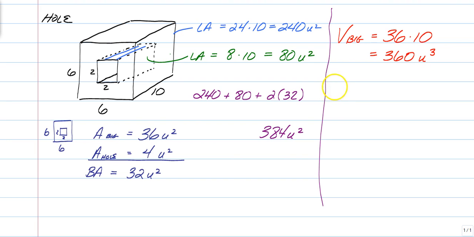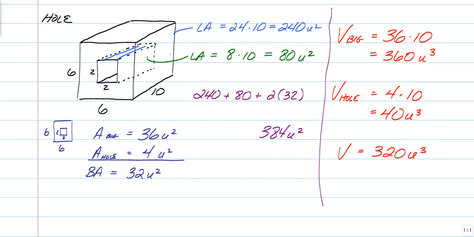And then we have to find the volume of the hole. And to do that, we just take the base area of the hole, which is 4, multiply that by the height of 10, and we get 40 units cubed. Now we just have to subtract those, and the volume of the whole shape is 320 units cubed.